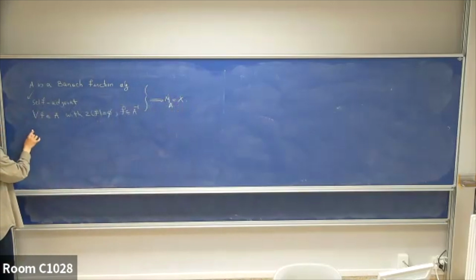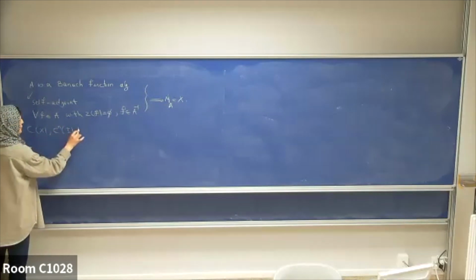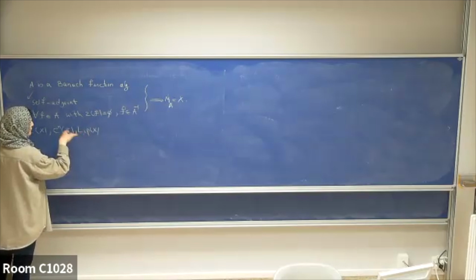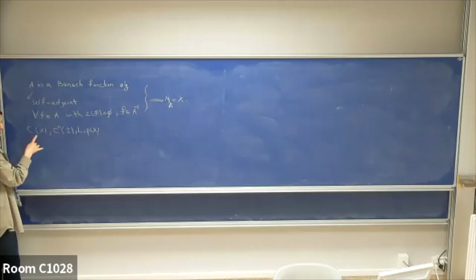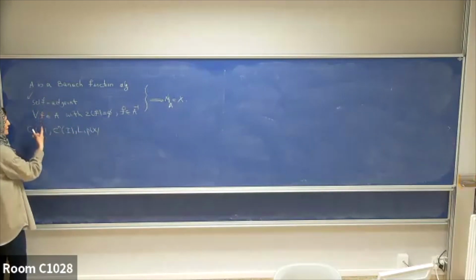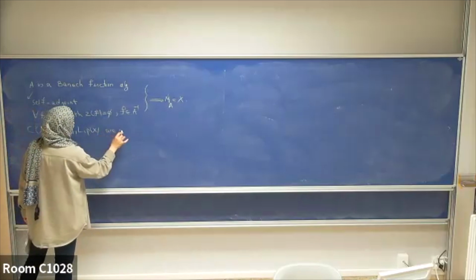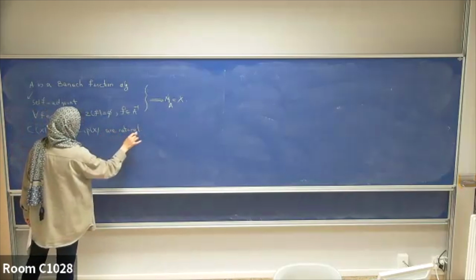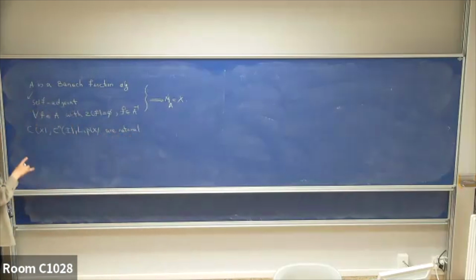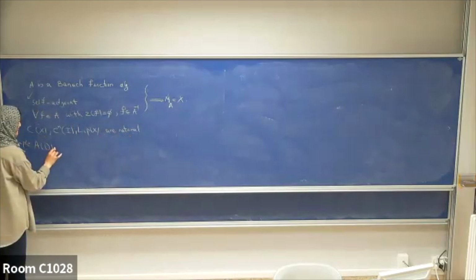For example, C of X, C^n of I, and Lip of X. For C of X we prove it separately, but anyway, from this we can obtain this. All of these algebras are natural. But you know that this algebra is also a uniform algebra and so a Banach function algebra, but it's not self-adjoint, so it doesn't work for this algebra. But as another example, we can say that AD is also natural.